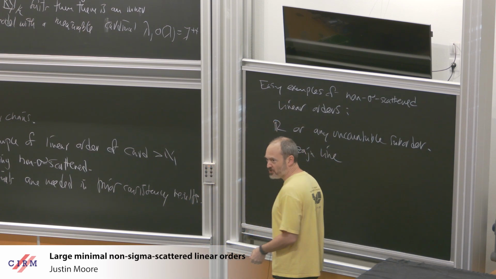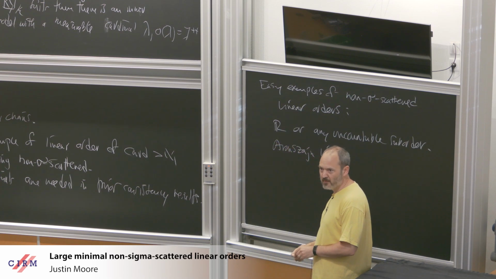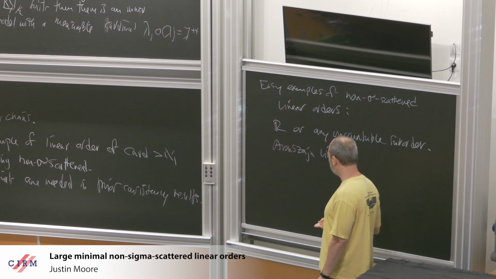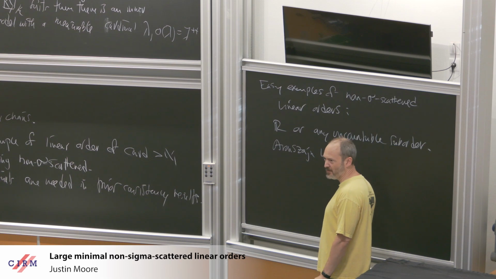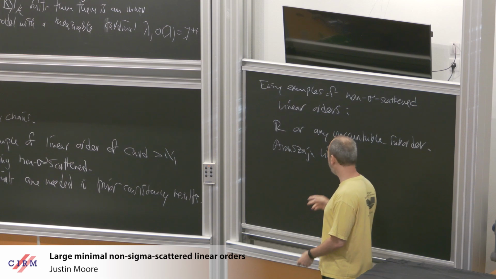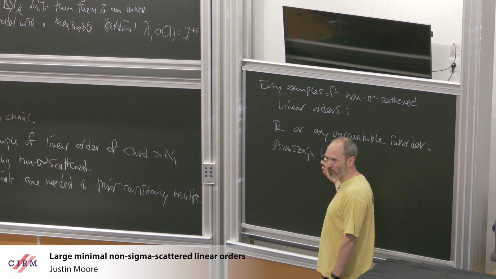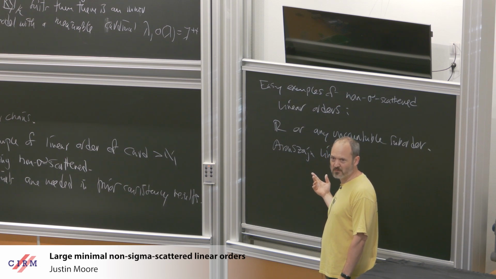An Aronszajn line is also in this category. And for reasons that, depending on how you define it, are really kind of a tautology, an Aronszajn line could be defined as a linear order which has no uncountable separable and no uncountable scattered suborders.